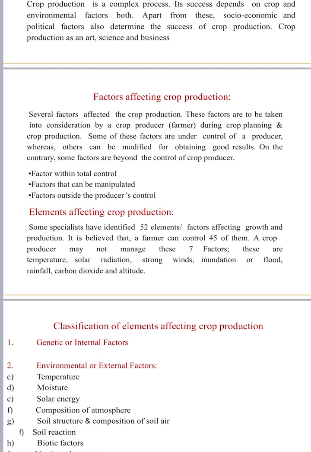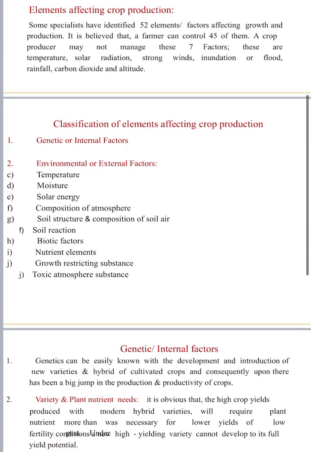Now, classification of elements affecting crop production. Genetic and internal factors, and external factors. Internal means inside of one kind of crop, whatever genetic modifications are happening; that's called genetics. External factors include temperature, moisture, solar energy, composition of atmosphere, soil structure and composition of soil layer, soil reaction, biotic factor, nutrient element, growth restricting substance, toxic atmosphere substance.